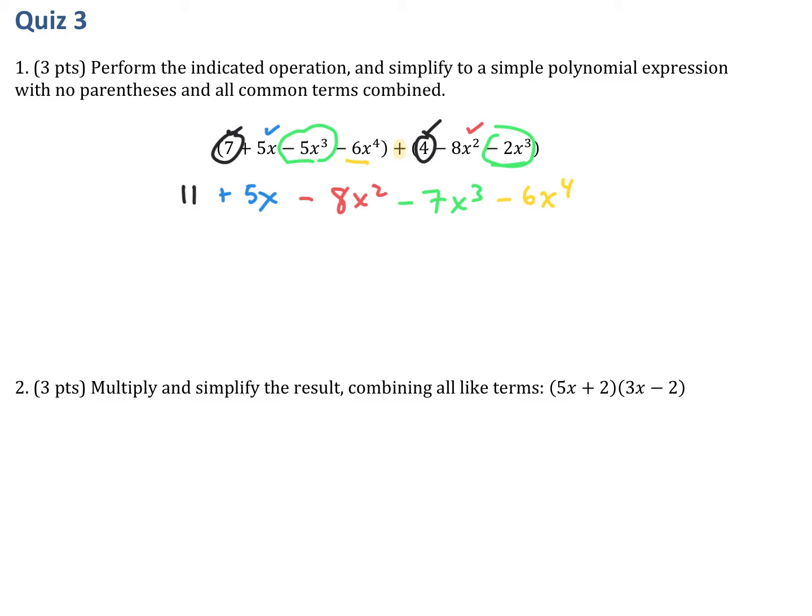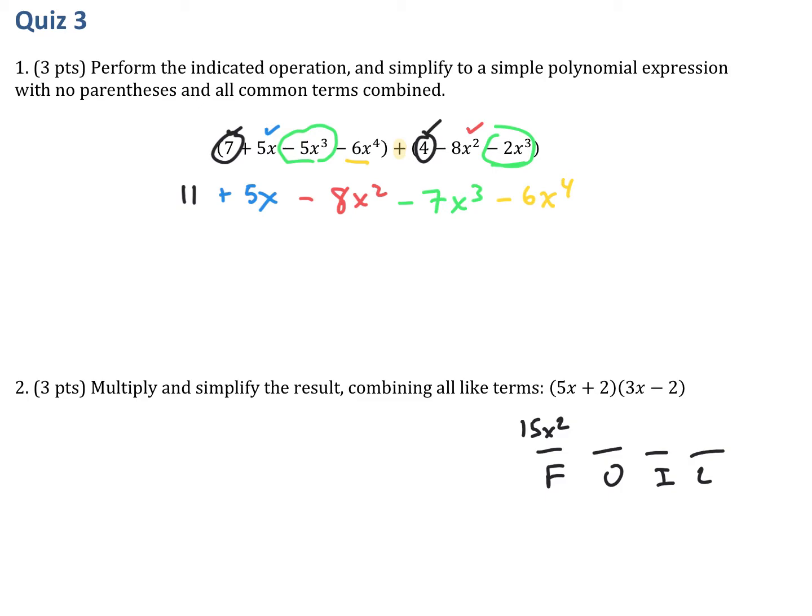We can write down the word FOIL, F-O-I-L, if we wanted to use this tool. F means the first thing times the first thing. So the two first things multiply together. 5x times 3x would be 15x squared. So that would be my first term, or first times first.